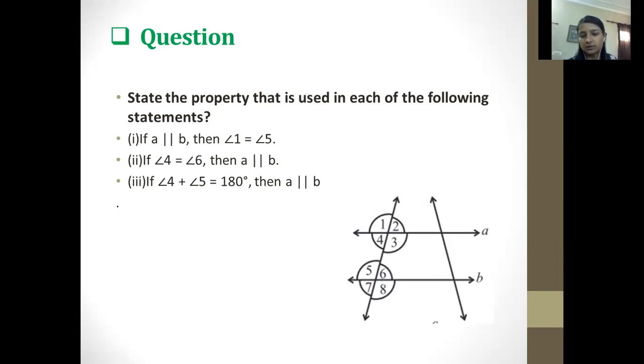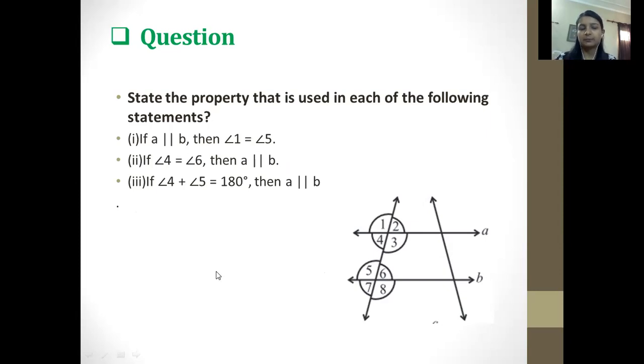These are the corresponding angles. We know that they are making angles which are totally equal to each other on the same line. And what is the second? Angle 4 and angle 6, then A would be parallel to B. What are these angles? Angle 4 and angle 6. They are alternate angles. Excellent. This is another reason that we can say that angle 4 is equal to angle 6, or A is parallel to B.